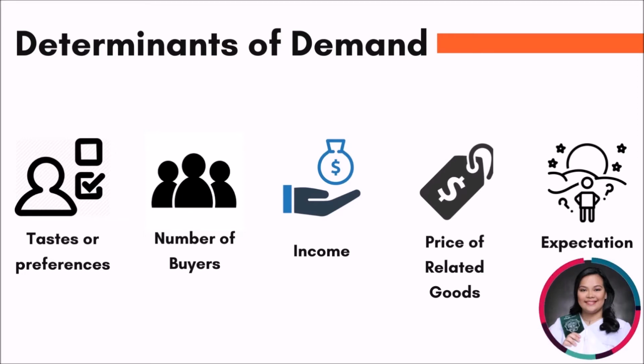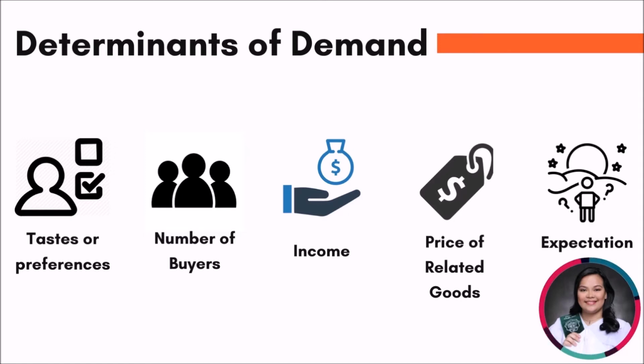The third one is income. There are two kinds of goods under income: normal goods or superior goods, and inferior goods. As income increases, demand for normal goods also increases. This means a positive relationship between income and normal goods. On the other hand, as income increases, demand for inferior goods will decrease. Thus, there is a negative or inverse relationship of income and inferior goods.